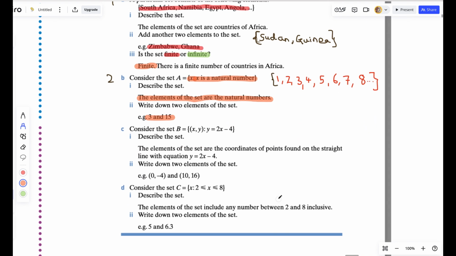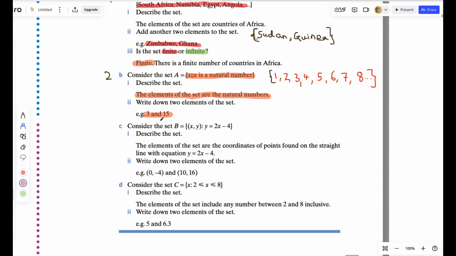They didn't ask that, but let's ask: is this set finite or infinite? This set is infinite. Why is it infinite? Because the set does not have an end. It's an infinite set. Okay, now let's go to the next question.